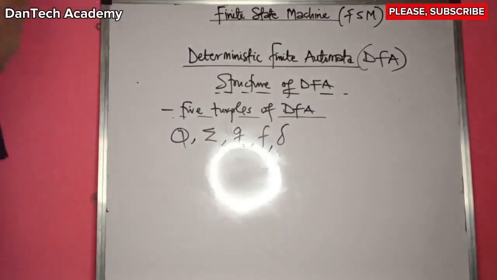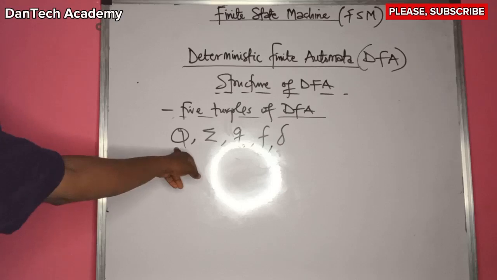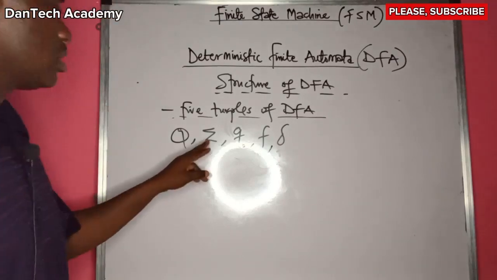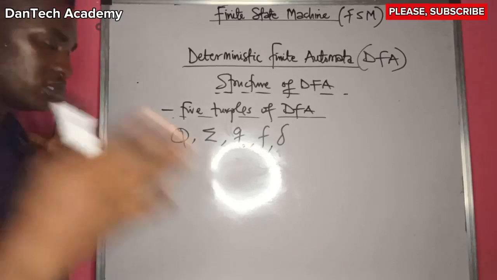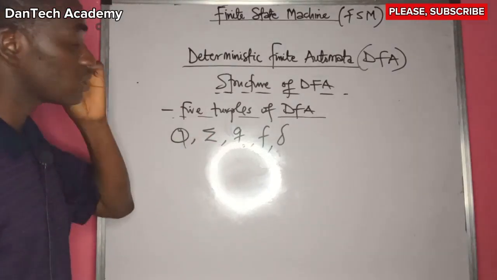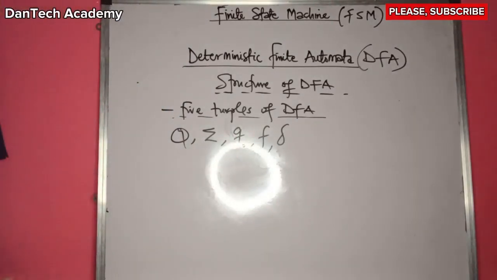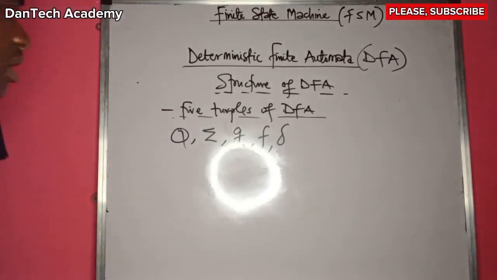Now I'm going to explain all these things. The first one, Q, stands for the set of all states. The sigma, which is the alphabet, simply means the input, all the inputs. The Q naught simply means the first state, which we call the initial state or the starting state. The F means the final or finished state. And the transition means how input moves from one state to another. That's what it means.